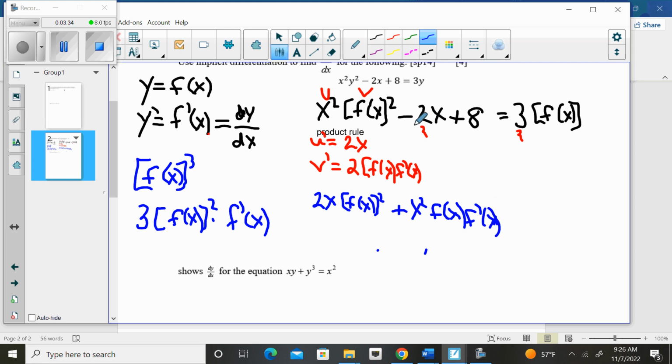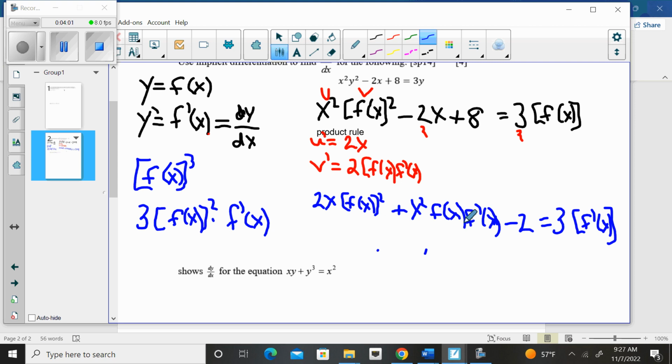Okay, then the rest of this should be pretty easy. What's the derivative of 2x? 2. Right? What's the derivative of 8? 0. Okay, derivative here, no product rule needed. I simply need to take the derivative of f of x and multiply it by the constant that was already there. Okay, so now I'm going to do my cleanup step.